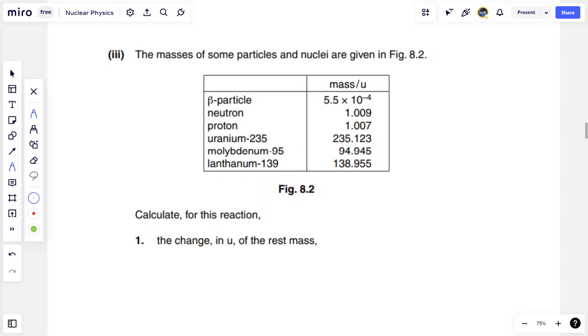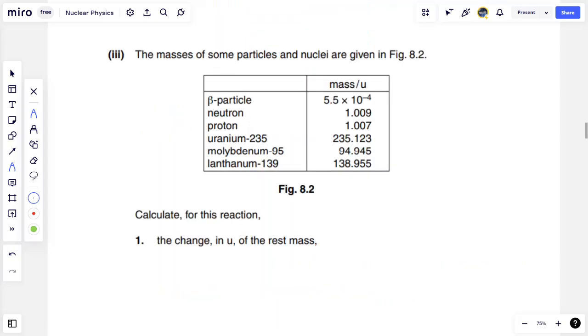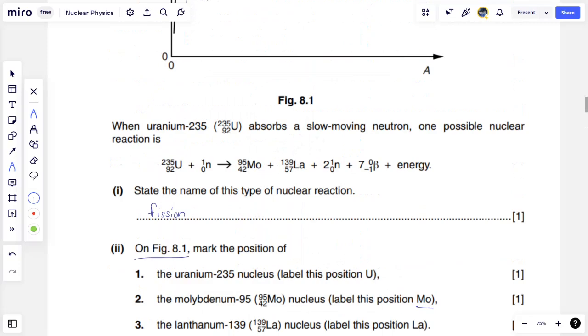It goes on to say, I'm going to give you some of the masses of these particles in the nuclei. We're given, in atomic mass units, the mass of the beta particle, the neutron, proton, uranium-235, molybdenum-95, and lanthanum-139. For this reaction, they want us to calculate the change of the rest mass in atomic mass units. What does that mean? Change simply means find the mass of the right-hand side, find the mass of the left-hand side, and subtract the two.